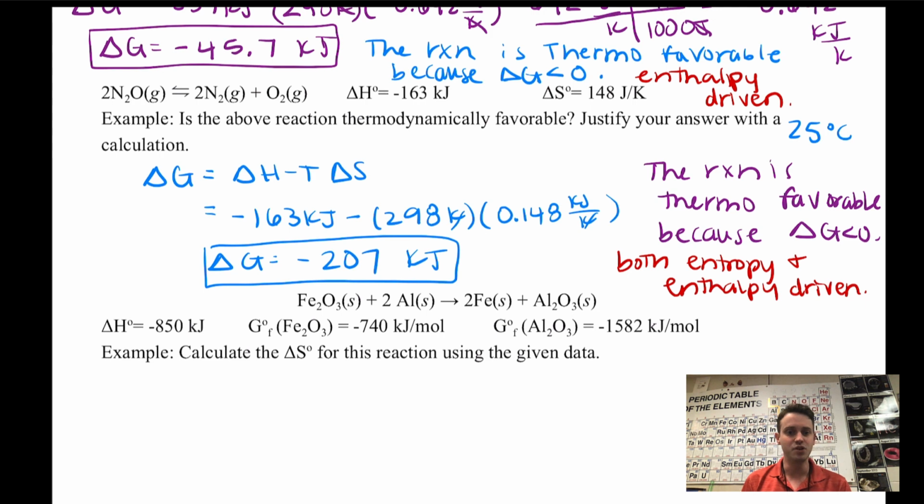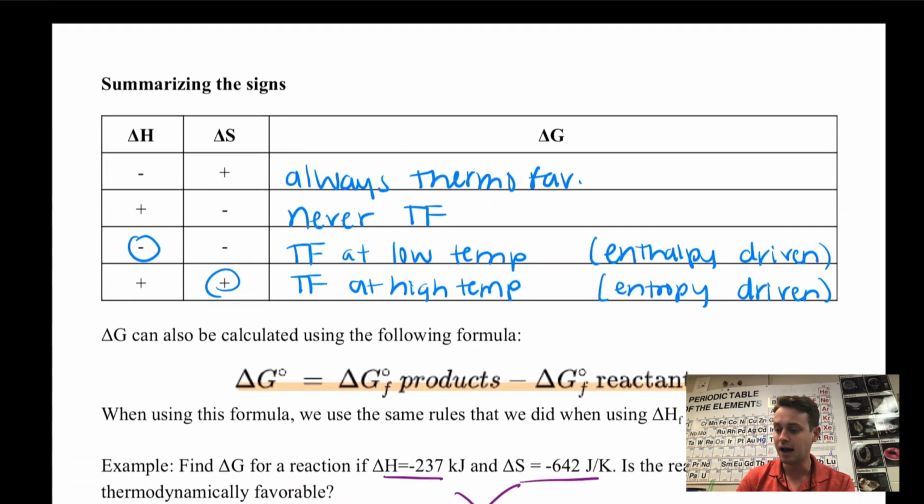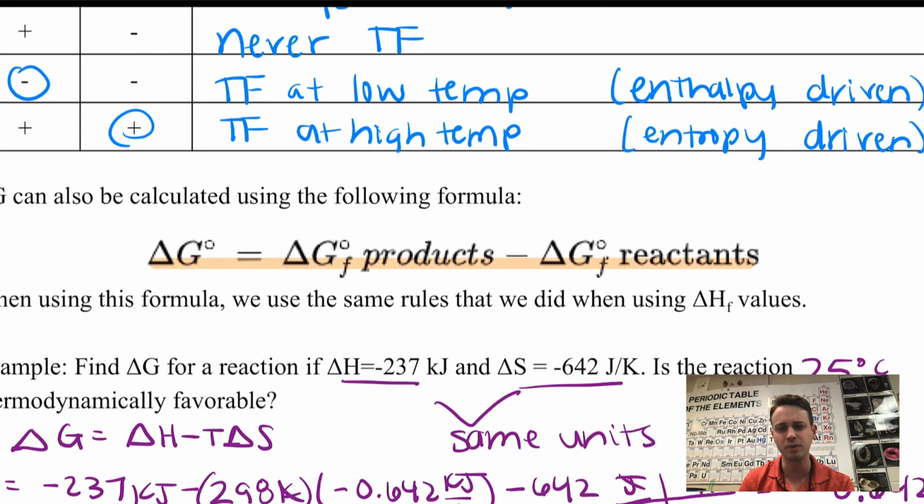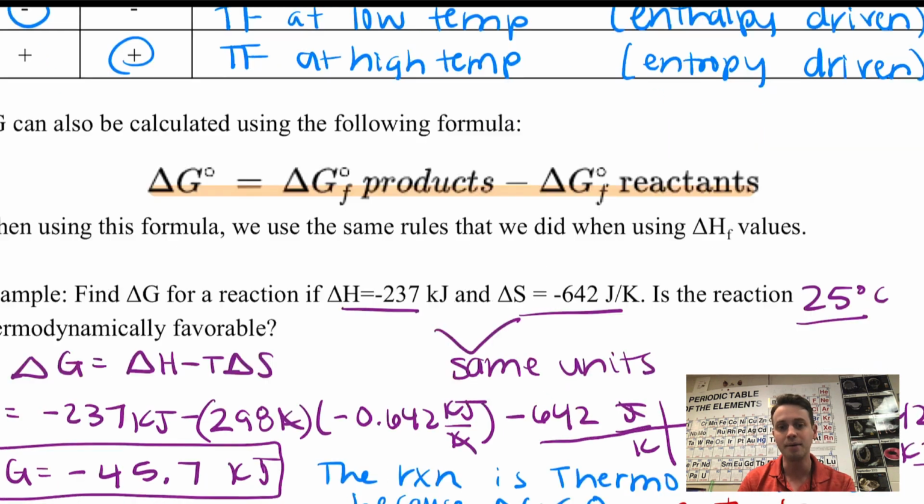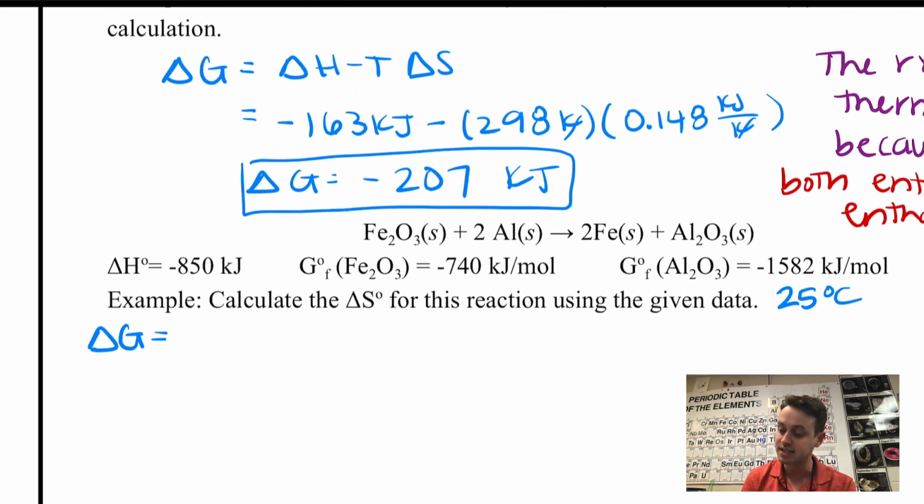So here I give you a delta H, I give you delta G of formations of Fe2O3 and Al2O3, and I ask you to calculate the delta S for this reaction given the data. And once again, I need to say that this is at 25 degrees Celsius, okay? And I also didn't give myself a lot of room here, so kind of bear with me. To solve for delta G, I'm going to use this formula. So I'm not going to rewrite it because I don't have a whole lot of room. So I'm going to use my products minus reactants formula.